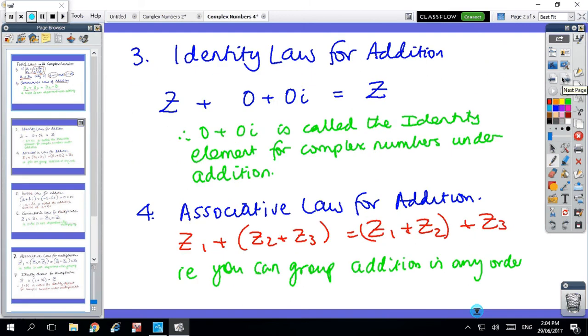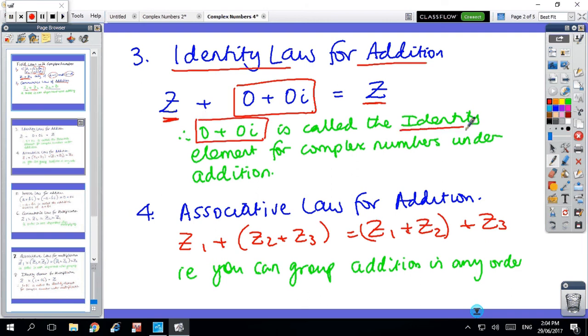Okay, next one. Again, there's not many questions you can get asked. So this one's called the identity law for addition. If I add nothing, 0 plus 0i, to a complex number, I must get the same complex number. And what they say is that 0 plus 0i is called the identity element for addition. Okay, there's a different one for multiplying, but 0 plus 0i is the identity for addition.